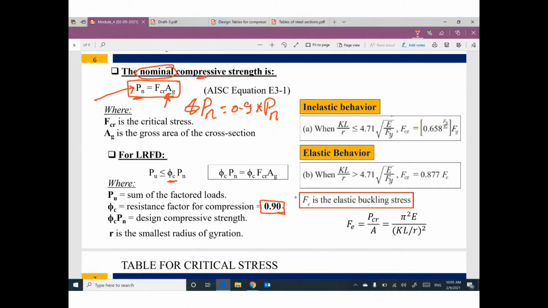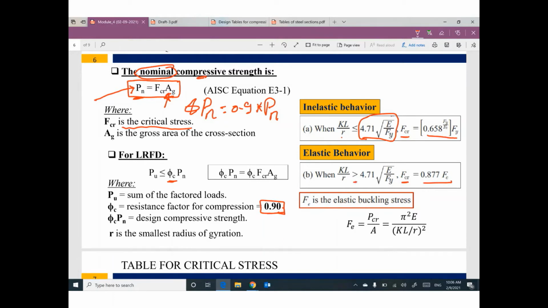How can I figure out the F critical? F critical is called the critical stress. We have two scenarios. We can calculate F critical from this expression, or we can calculate F critical from this expression. Which one am I gonna use? Based on the relationship between KL over r and this expression. If it's smaller than or equal or greater than this expression.